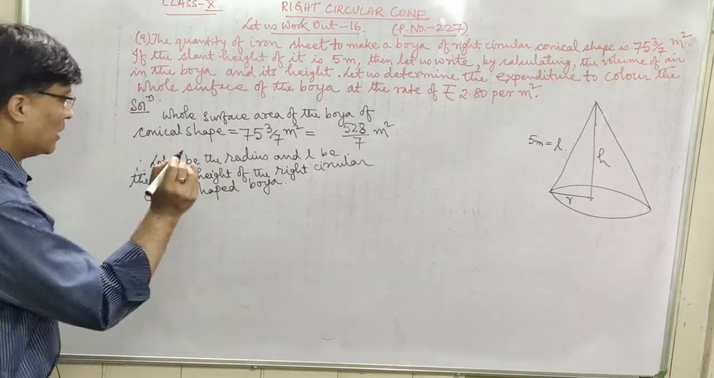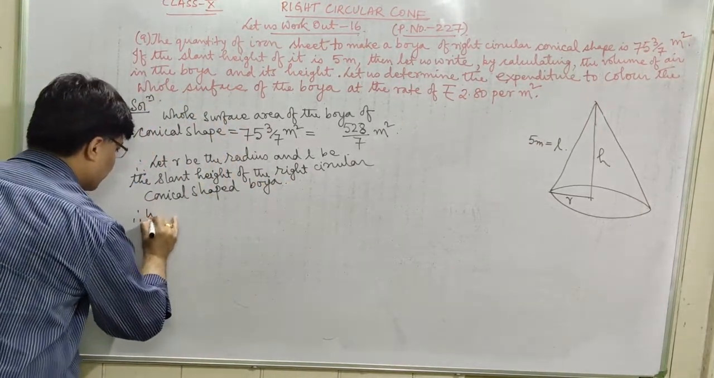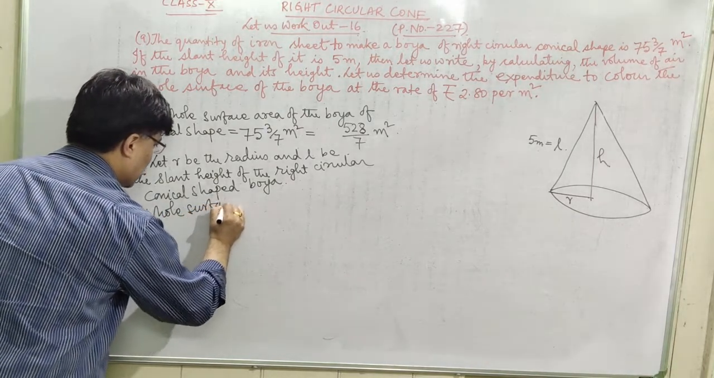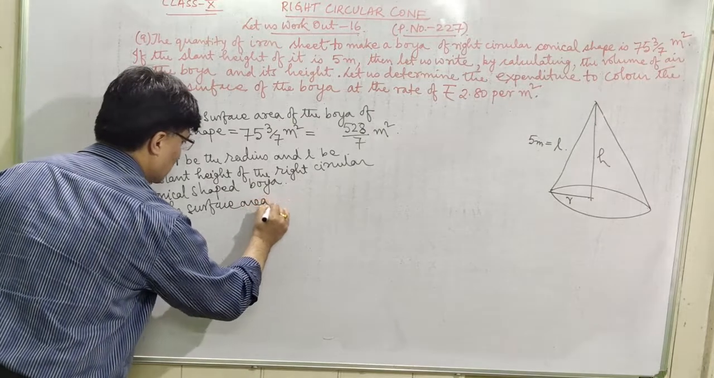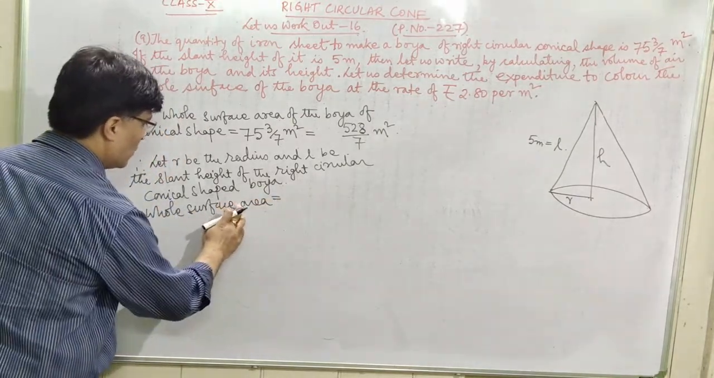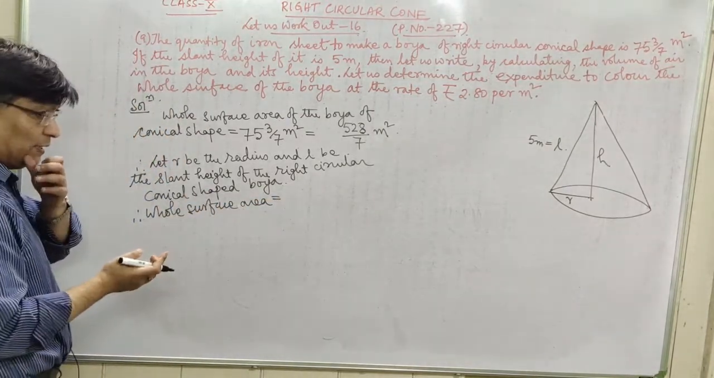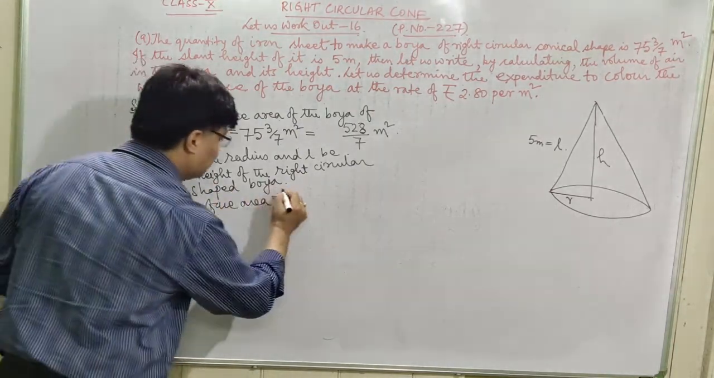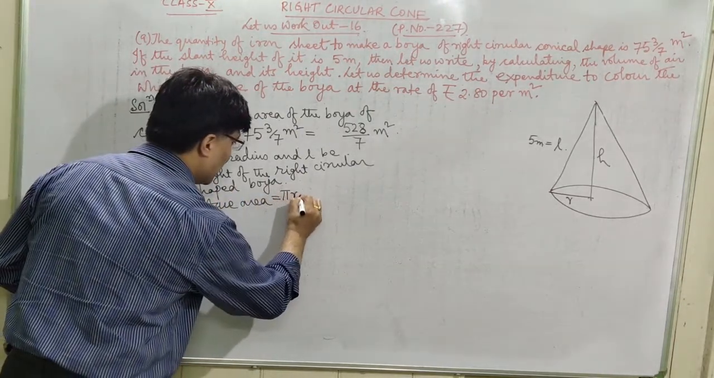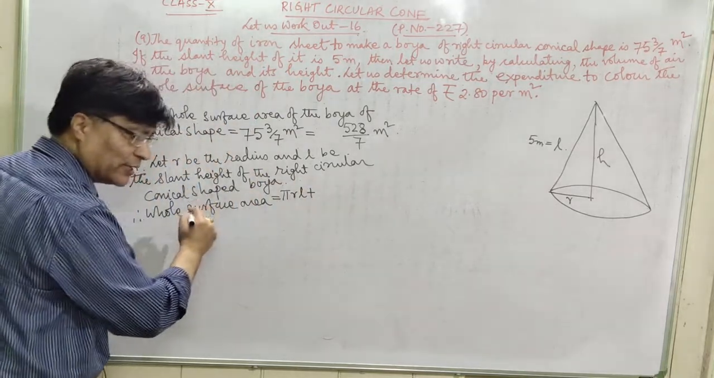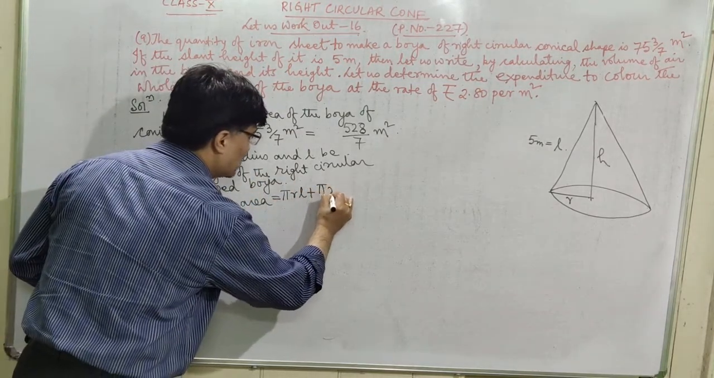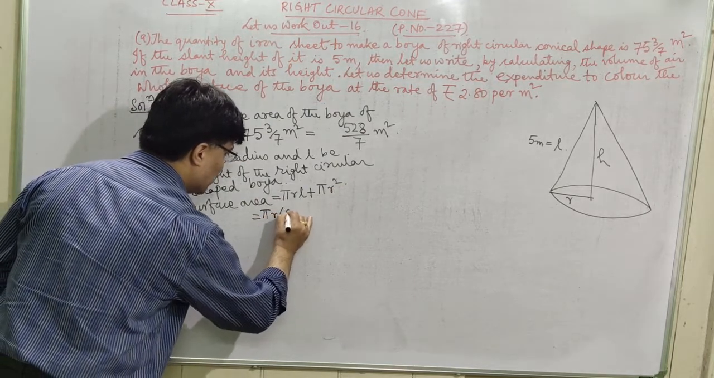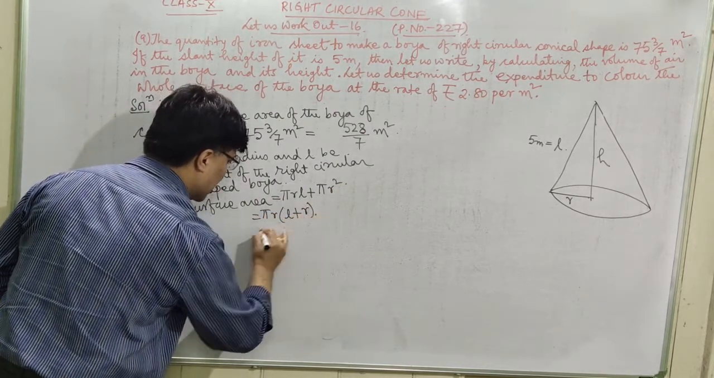Okay. Now what is the whole surface area? So whole surface area is equal to, what is the formula for the whole surface area of the right circular conical shape boya? It is pi r L, that is the slant surface area, plus area of the base, that is pi r square. So what is common here? Pi r is common within bracket, it is L plus r.